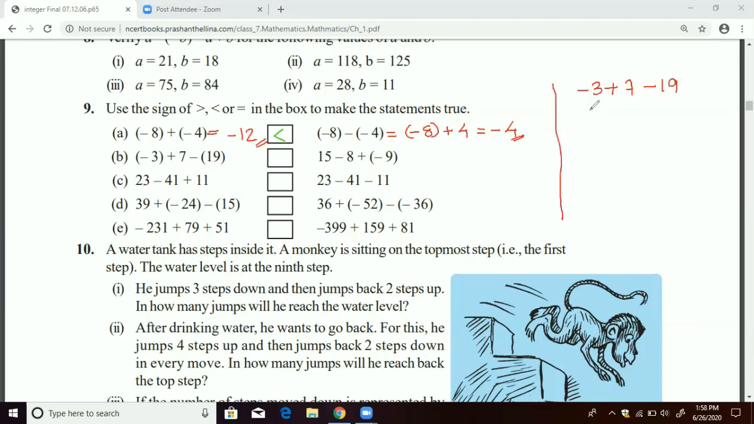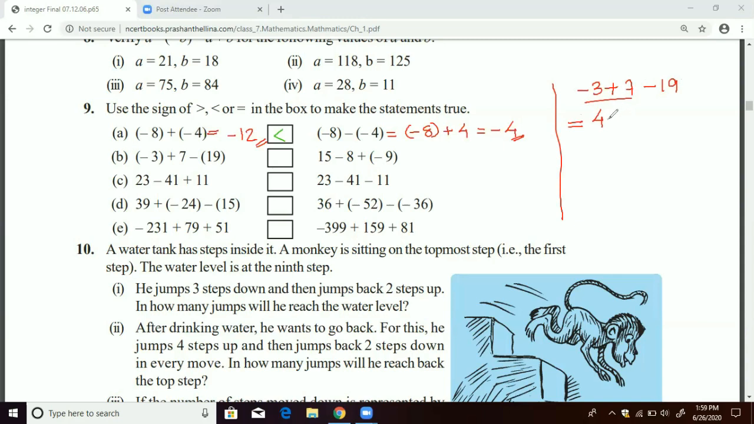Negative 3 plus 7. You can write the answer of this much. First, the two numbers we are considering, write its answer as 4, because we are finding the difference and putting the sign of the greater value, that is 7. Greater absolute value is 7, so the answer is positive 7.